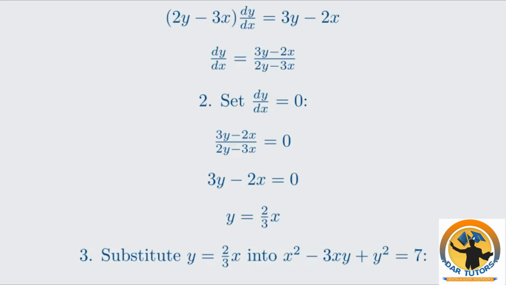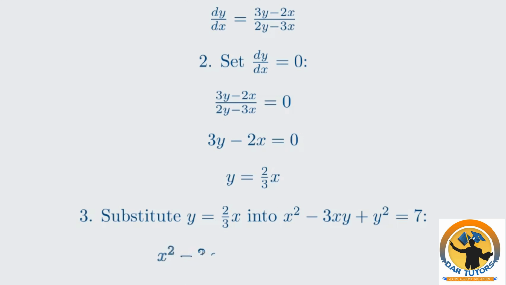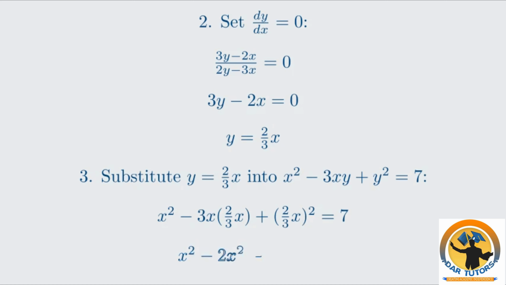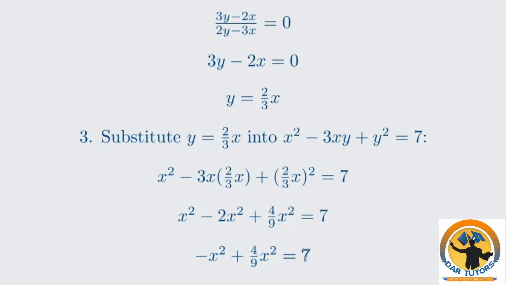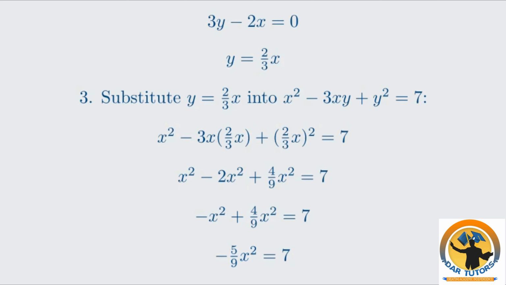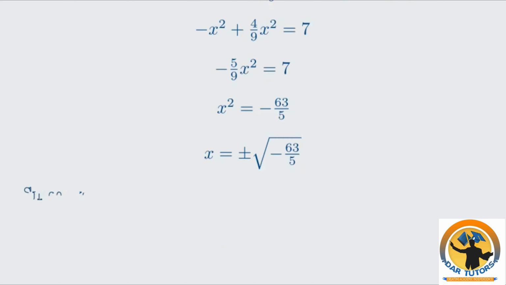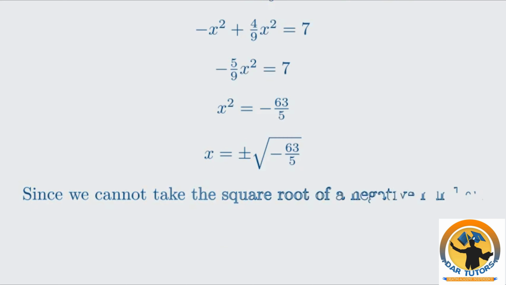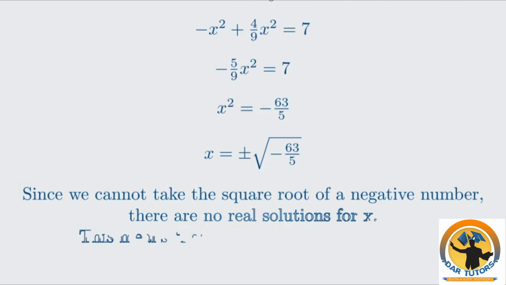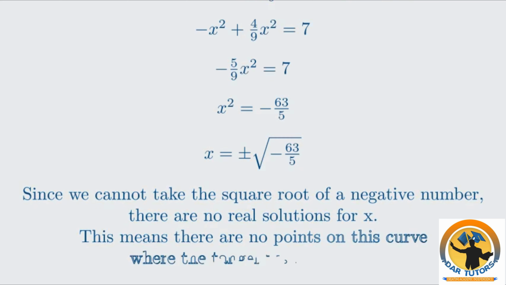Substituting y equals 2x over 3 into the original equation, we get x squared minus 3x times 2x over 3, plus 2x over 3 squared equals 7. This simplifies to x squared minus 2x squared plus 4/9 x squared equals 7. Combining the x squared terms, we get negative 5/9 x squared equals 7. Solving for x, we find x equals plus or minus 3 times the square root of negative 7/5. Since we cannot take the square root of a negative number, there are no real solutions for x. This means there are no points on this curve where the tangent is horizontal.